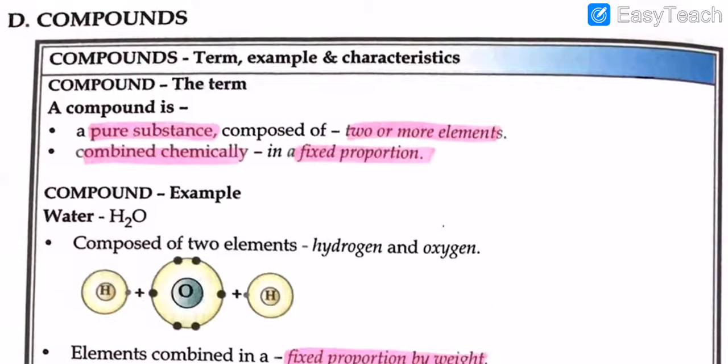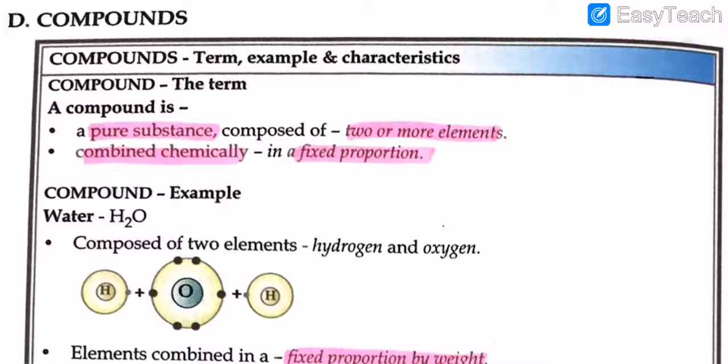Okay, moving on to compounds now. A compound is a pure substance composed of 2 or more elements. It is combined chemically in a fixed proportion. Underline this, fixed proportion. So it is a pure substance composed of 2 or more elements combined chemically in a fixed proportion.